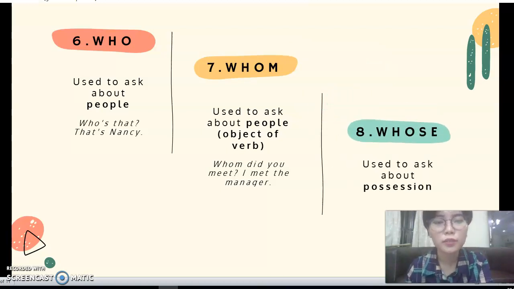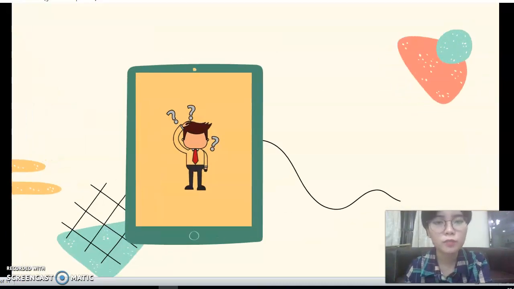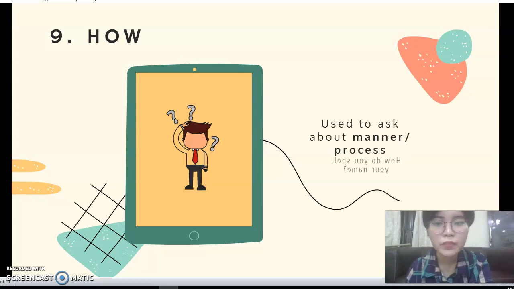And the last part is whose. Whose is used to ask about possession. For example, whose is this book? It is Alan's. And then let's talk about the meaning of the last WH question word, how. How is used to ask about manner or process. For example, how do you spell your name? Alright, I hope that everyone gets my point here.